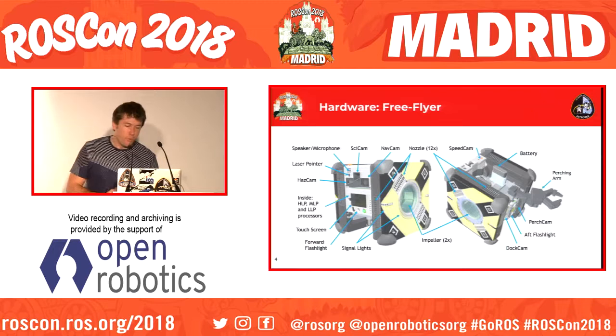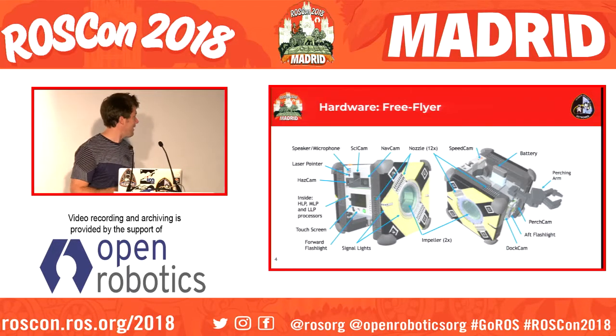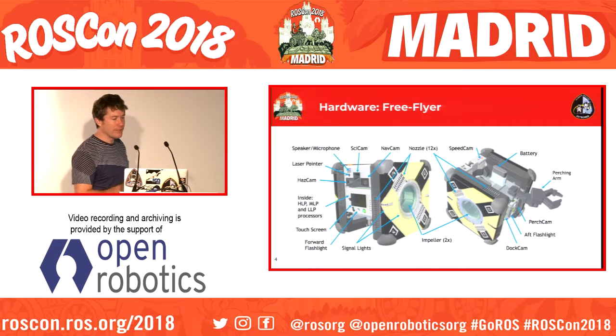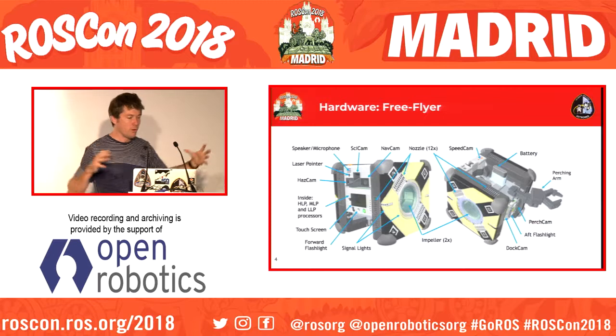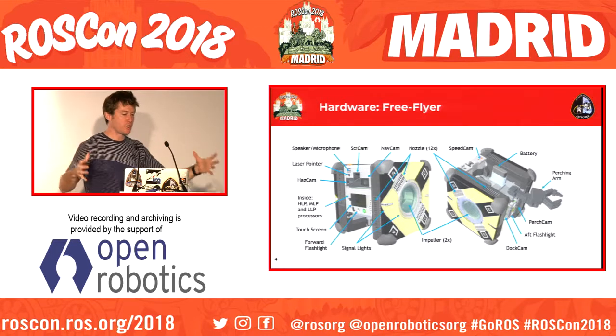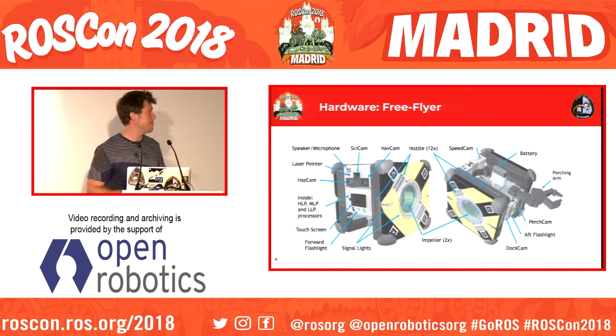So a little bit more information about the actual hardware, because we're roboticists here, so we want to know about the hardware. Here are 2 diagrams showing different sides of the free flyer. The 2 large units on each side, on the port and starboard side, are propulsion systems, and I'll speak more about them later.